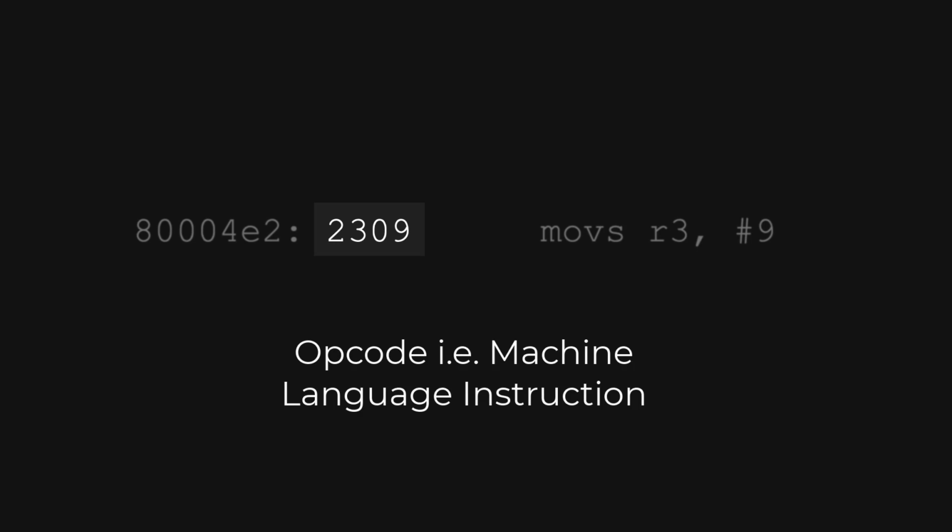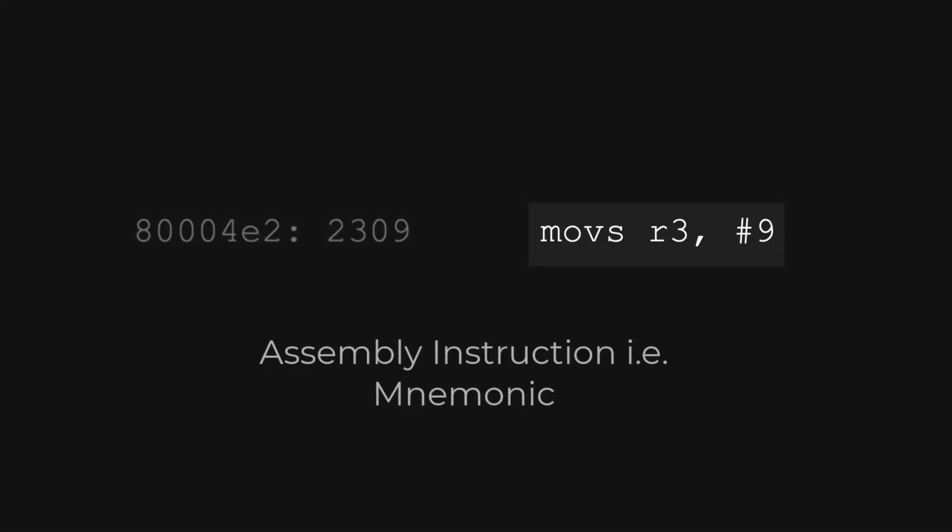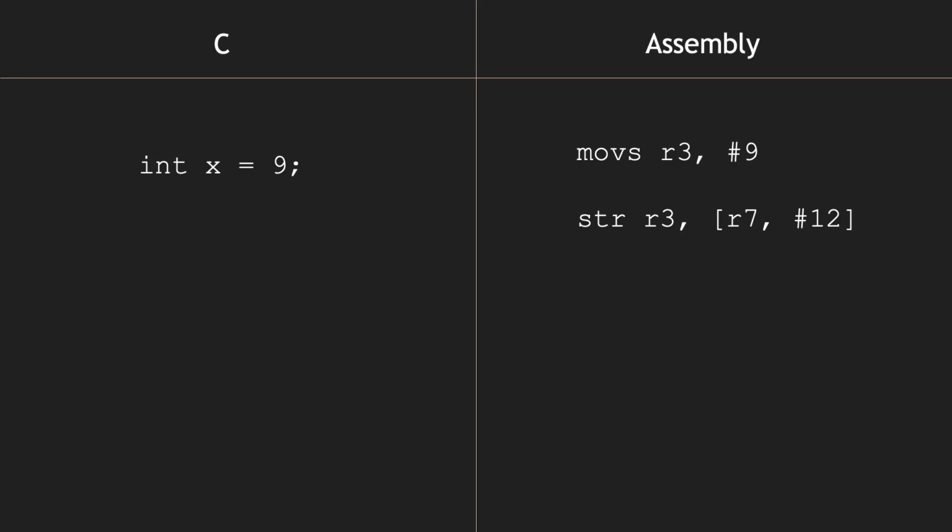Starting with the first number on the left, this is the address of the instructions stored in our microcontroller's flash memory. The number to the right is the hexadecimal representation of the machine language's binary instruction. And the last few values that we see at the end are the ARM assembly instructions and operands. Let's take a closer look at these instructions.